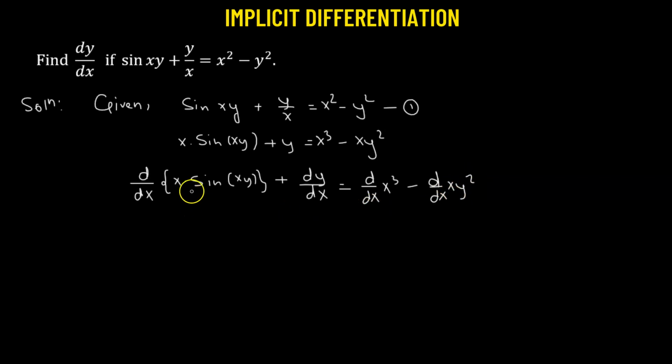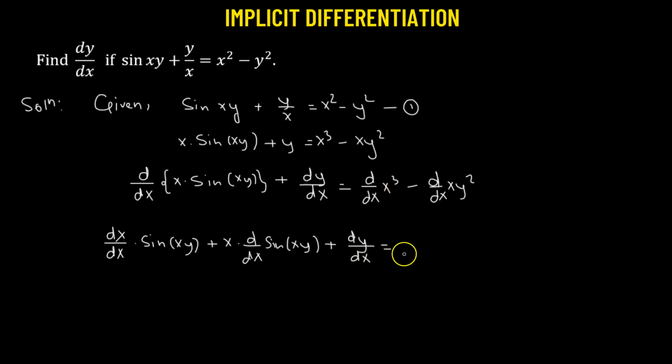Now to find the derivative of x times sine of xy, we'll use the product rule. So we have derivative with respect to x, we will multiply it to sine of xy plus x times derivative with respect to x of sine of xy plus derivative of y with respect to x, which equals the derivative of x cubed, which is 3x squared, minus, we'll use the product rule here again. So we'll have derivative of x with respect to x times y squared plus x times derivative with respect to x of y squared. The derivative of x with respect to x, that's 1.